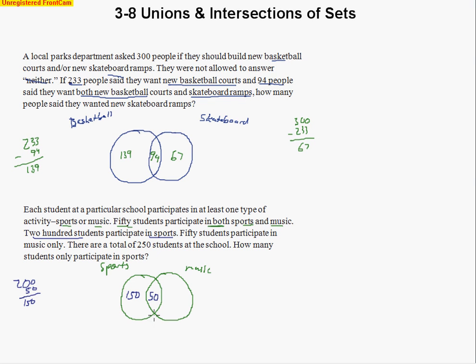So now I need to find out how many participate in just music alone. Well, it says that there's 250 students, and 200 of them participate in sports. And that included sports and music there. So we want to go ahead and do that subtraction. That's going to give us how many just participated in music. So 50 people have participated in only music. And that's our answer right there. So that's the Venn diagram for those.